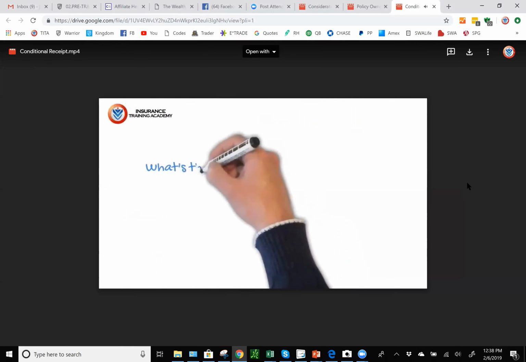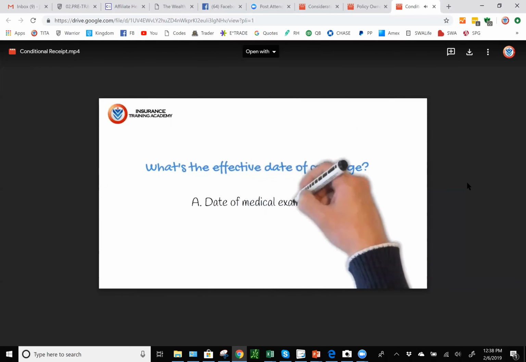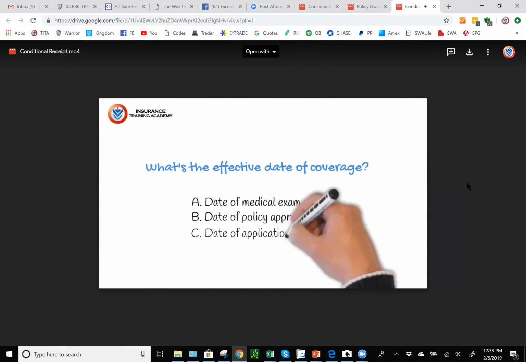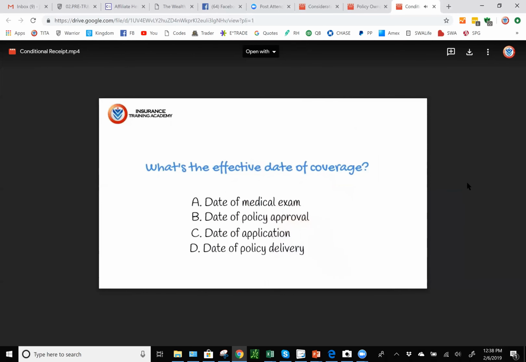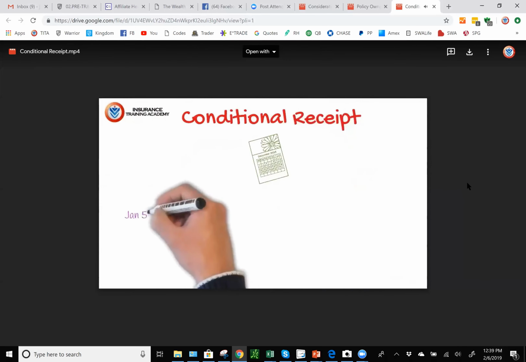All right, so the effective date of coverage is either going to be A, date of medical exam, B, date of policy approval, C, date of application, or D, date of policy delivery. Hopefully you pick A, date of medical exam. Very good. All right, let me give you another one on the conditional receipt.